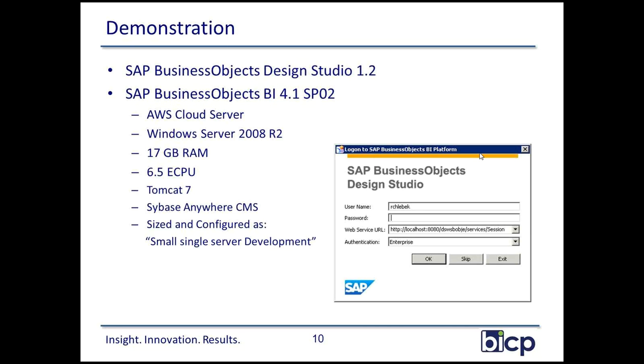Okay. So just a quick time check. We're already about halfway through. So I do certainly want to allocate enough time for the demo. So I'm going to go ahead and switch over to that next. I will be running Design Studio, the latest version 1.2, connecting to BusinessObjects Platform 4.1, SP2. It is running on a cloud server environment, Windows 2008, 17 gig of RAM, 6.5 CPU, and it has been sized and configured.